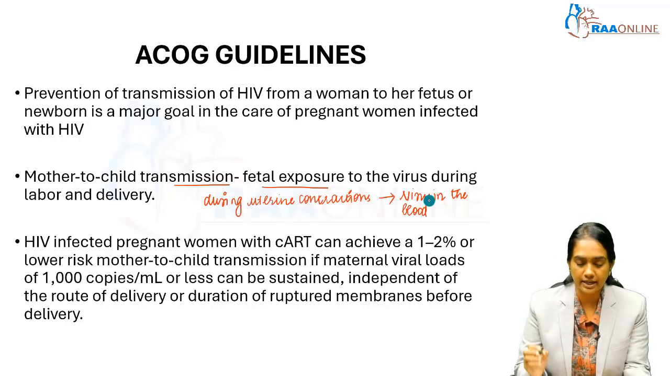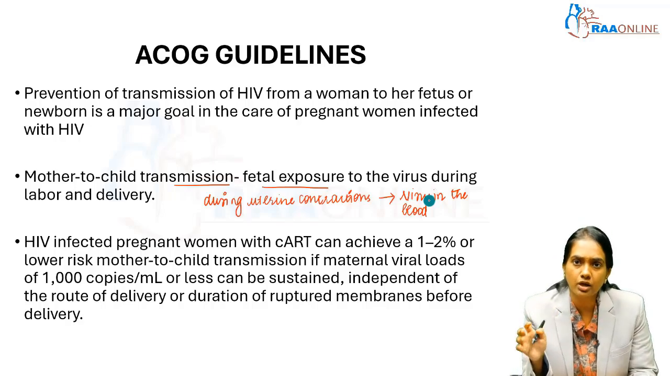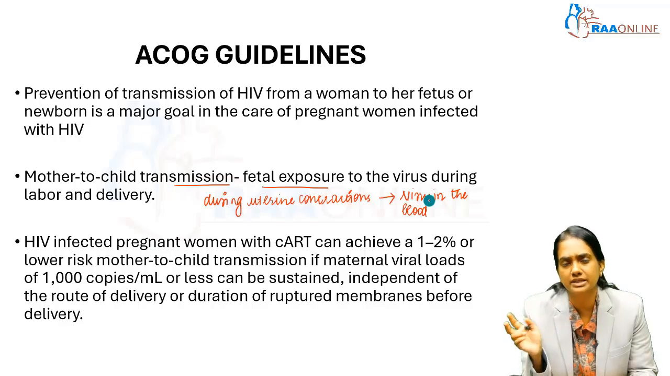What they say is that for HIV infected pregnant women who are on combined ART therapy, the triple drug regimen, and whose viral copies in the blood are less than 1000 copies per ml, the risk of transmission to the baby is less than 2%. It's around 1 to 2% only. So if you effectively treat the patient antenatally, you can prevent the complications and you can also save the baby.